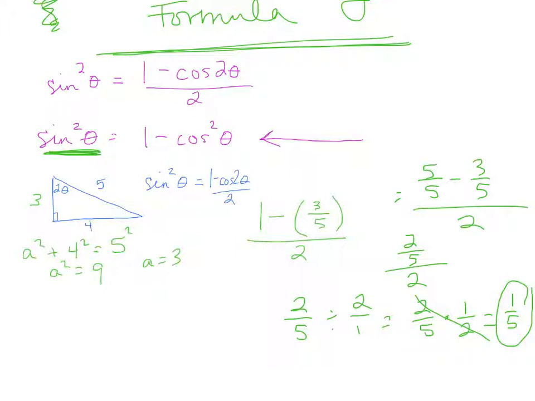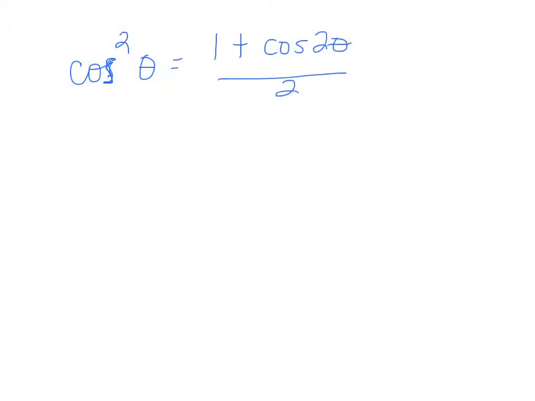That is my power reducing formula for sine. Power reducing formula for cosine is very similar, which is weird. But cosine squared, if you have a single angle, it's 1 plus cosine of 2 theta over 2. Same thing as your sine formula, only in the sine formula you had minus here. In the cosine formula, you have a plus here.